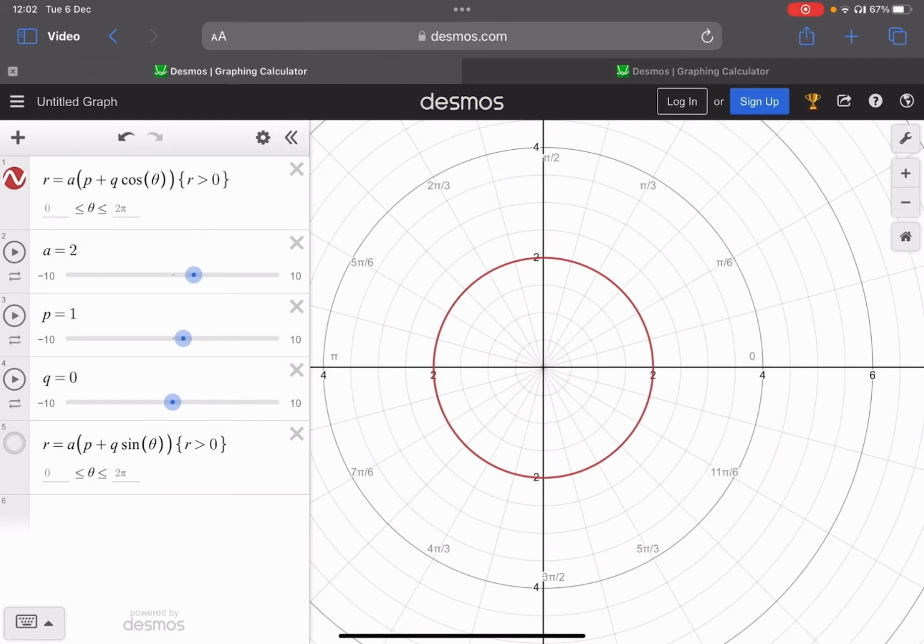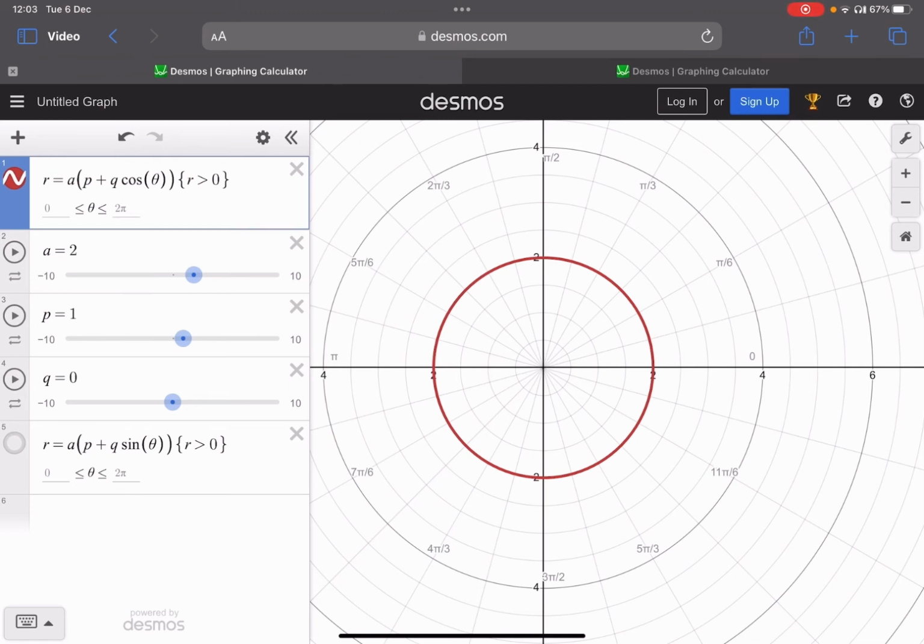So here in red, I'm starting with r equals a times p plus q cos theta. And again, I need to specify here that r must be greater than 0. Otherwise, the graphing app will do something with the negative values of r, which we'll talk about very briefly in a minute. I've set a equals 2, and you can see that at the moment p is 1, q is 0. So the equation with these values is just r equals 2, and you can see that that's a circle on the screen as you would expect.